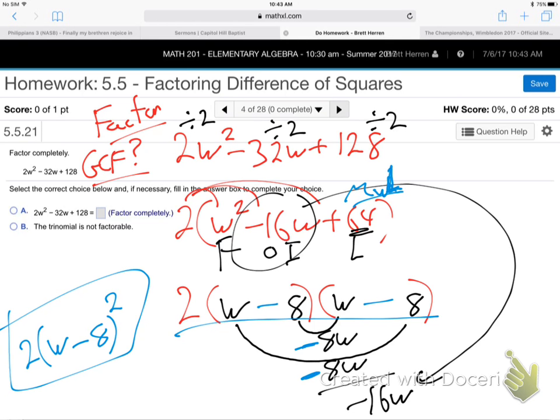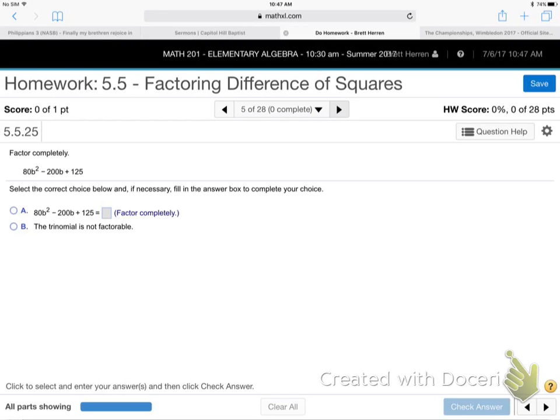Yesterday we did the take out the GCF and then do the FOIL thing. Is that good? Did you make it through all that crazy homework last night? Did you make it through that last section? What was it, 5.3? That's a tough one. We good? No questions? All's well? All right. Okay, let's try that one.